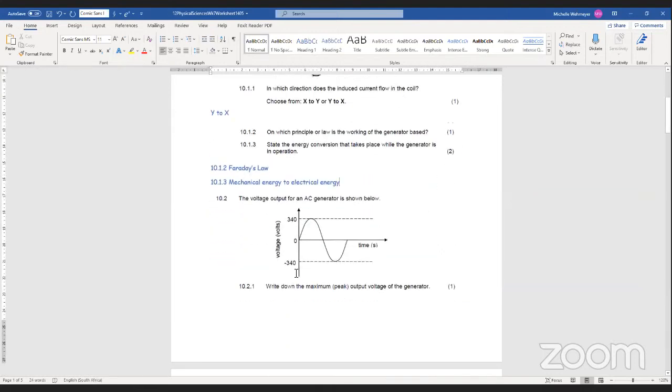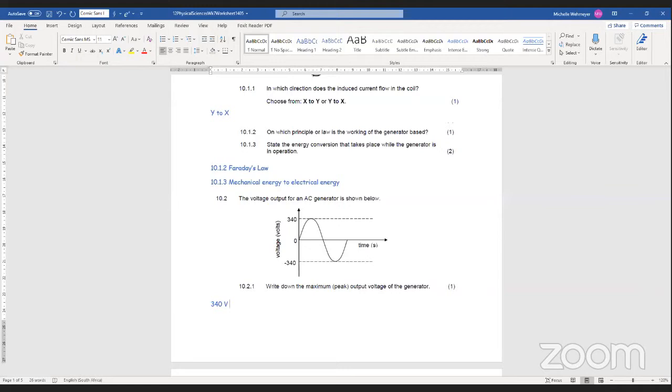Then question 10.2, they tell us the voltage output for an AC generator is shown below. And they ask us to write down the maximum peak output voltage of the generator. So what do we think the maximum peak output voltage of the generator is? Yep, you just look at where your curve is turning, and that is at 340 volts.